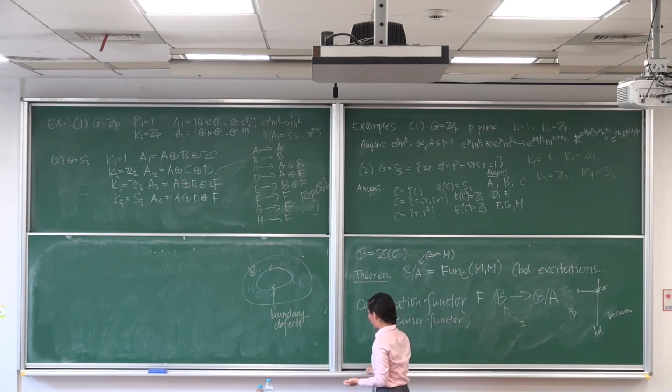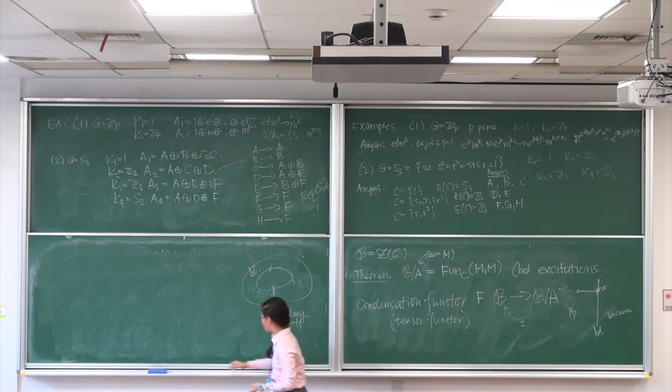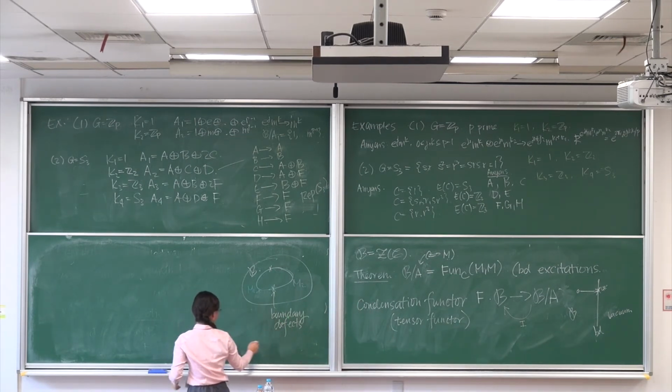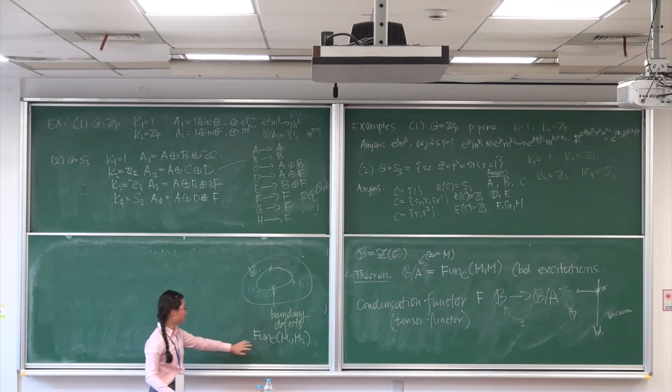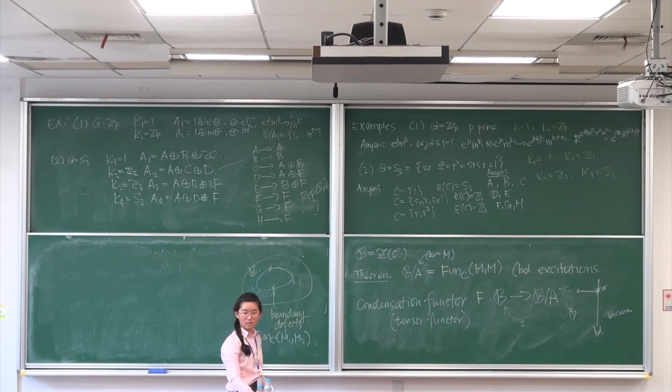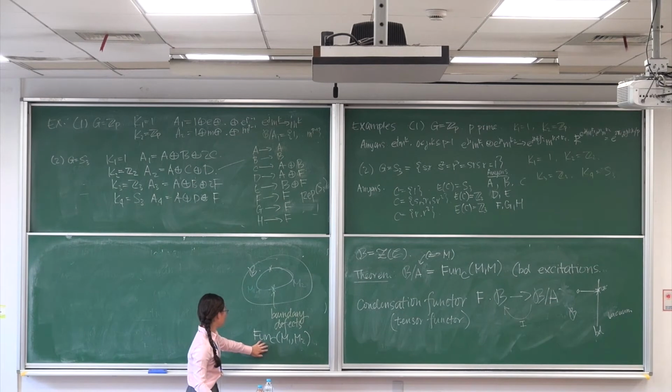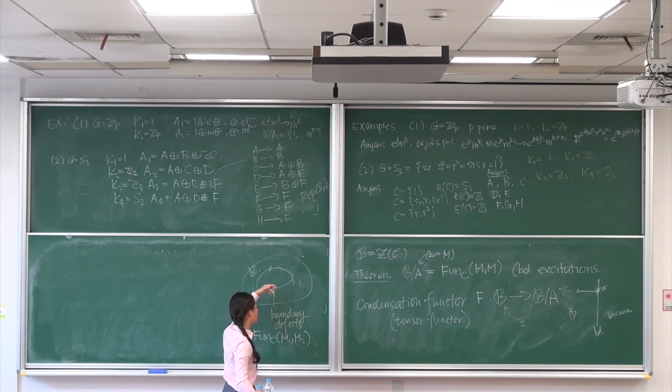More generally, what you would get is a new functor category, which is going to be the functor category between the two models. These defects in general will be gapless at the points, but we can still analyze their topological properties through this category here.